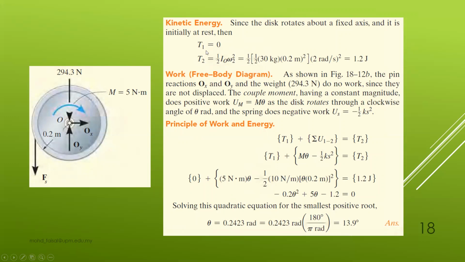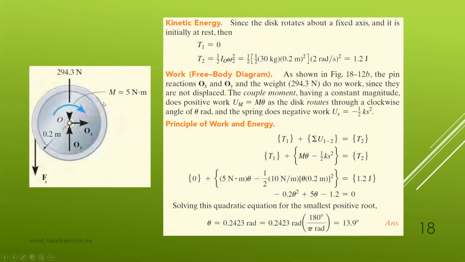when the T1, at the initial point. Oh, sorry, not initial point. Because it's starting from rest, so T1 is equal to 0.